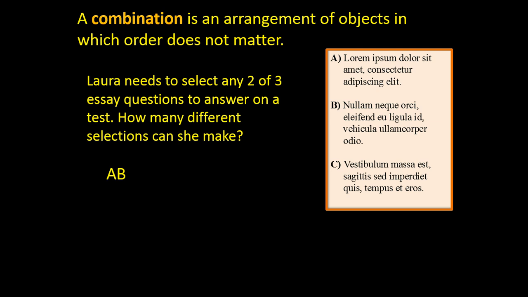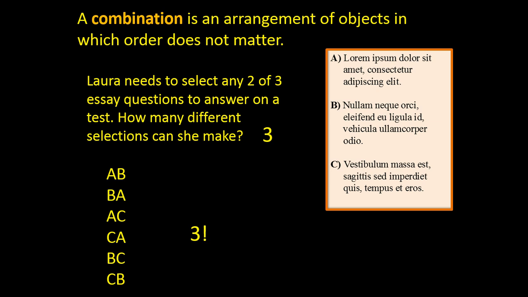So she might decide to answer questions A and B, or maybe questions A and C, or maybe questions B and C. And remember, the order makes absolutely no difference. She's simply selecting questions to answer. There's only 3 ways she can do that. Now that's because picking B and A is the same thing as picking A and B. She still answered the same 2 questions. Picking C and A is the same thing as answering A and C. The order doesn't make any difference. It's the same 2 questions. Same thing with C and B being the same thing as B and C.